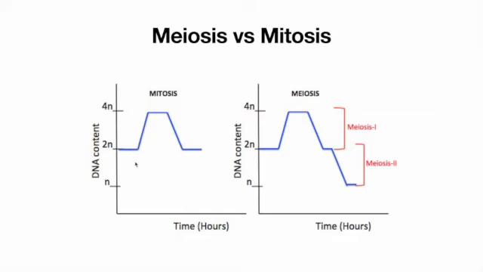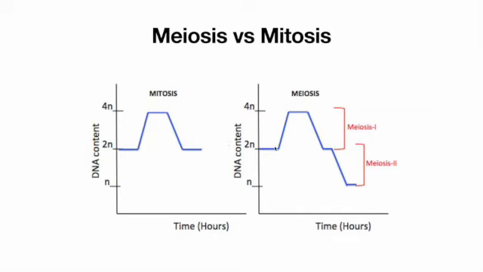As you can see, mitosis starts with 2N DNA content and ends with 2N DNA content, which means the only change is the doubling of the DNA content through replication and then back to normal. This is crucial for the growth and repair of human or plant cells.